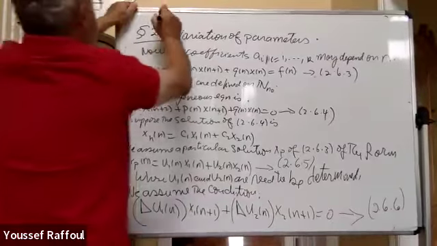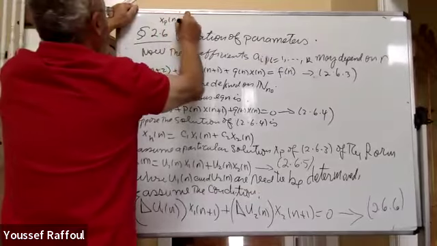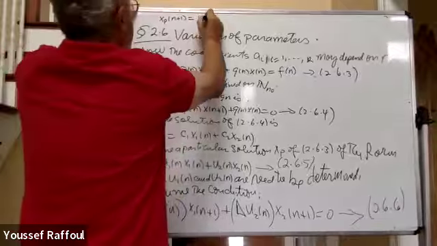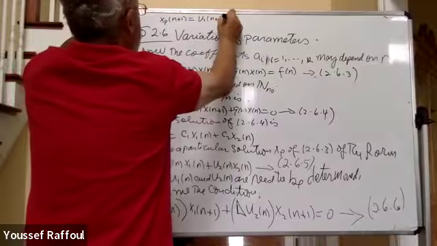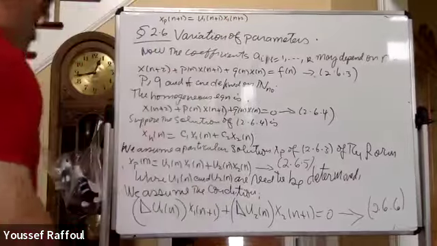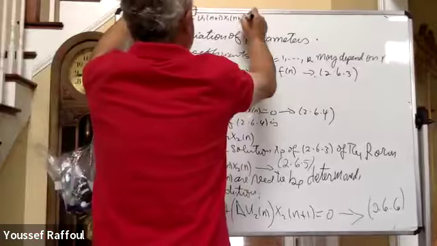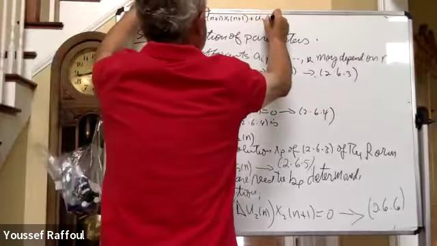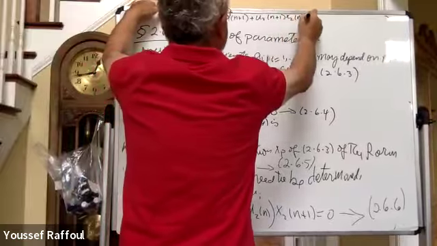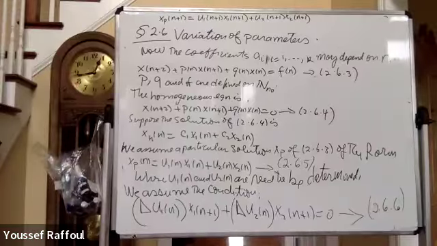Then we're going to compute xp of n plus 1, and that is u1 of n plus 1, x1 of n plus 1, plus u2 of n plus 1, x2 of n plus 1. That's xp.